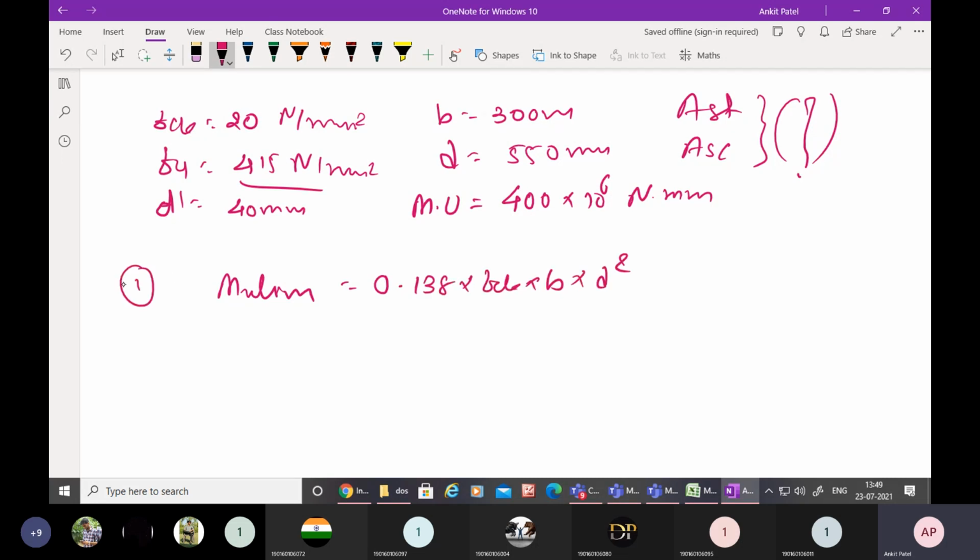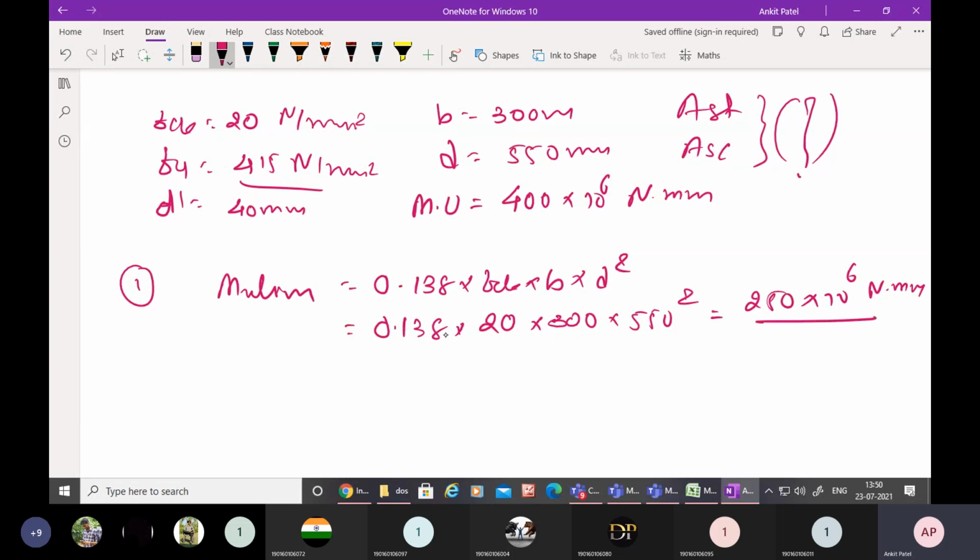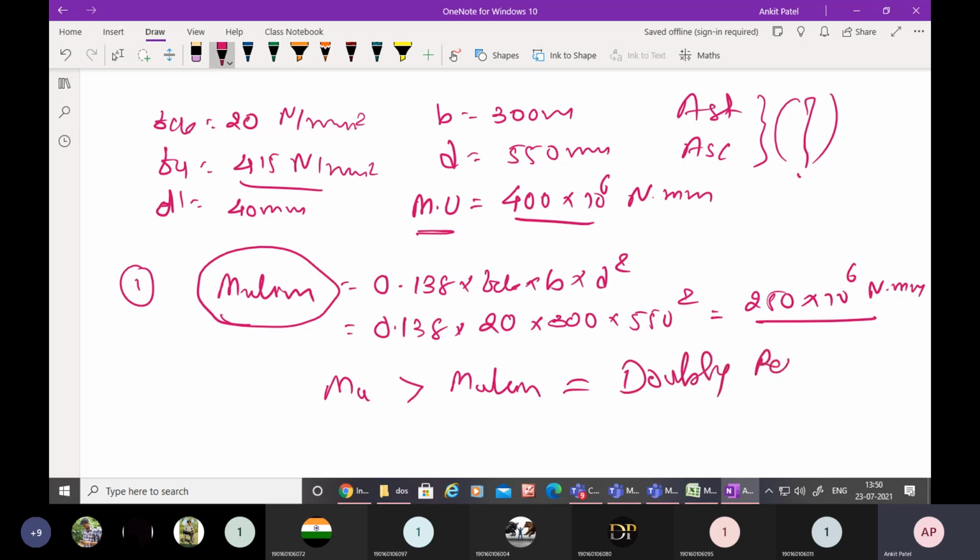So this is your step number one: identify the type of beam, whether doubly or singly reinforced section. So 0.138, FCK is your 20, B is your 300 and D is your 550 square. So this answer is 250 into 10 raised to 6 Newton mm. Now compare this and this. This one is your balanced moment of resistance and this is the applied moment. The applied moment is much greater than MU limit. That's why you have to design it as a doubly reinforced section.